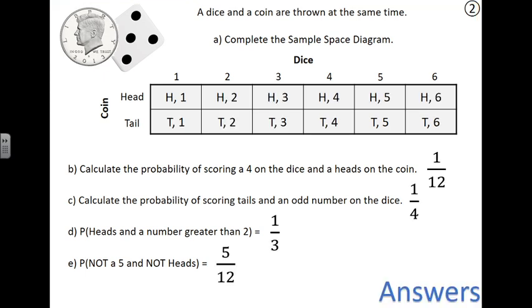So here are the answers. So again, they're all out of 12. So you might have got in part C, you might have got 3 out of 12. And in part D, you might have got 4 out of 12 if you've not simplified. Okay?